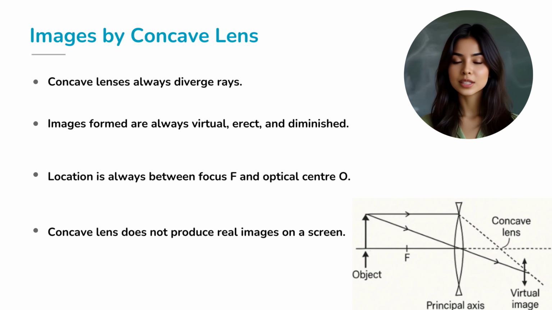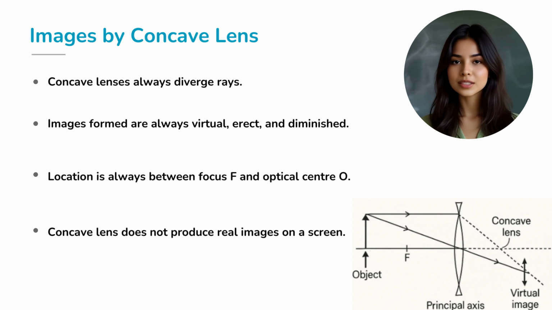And most importantly, you can never catch a concave lens image on a screen. Why? Because concave lenses don't produce real images. The rays only seem to meet when extended backward. It's like a magic trick: you see the image, but you can't grab it on paper.